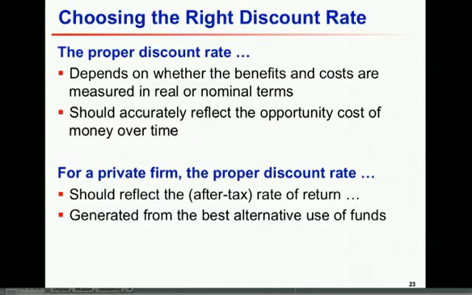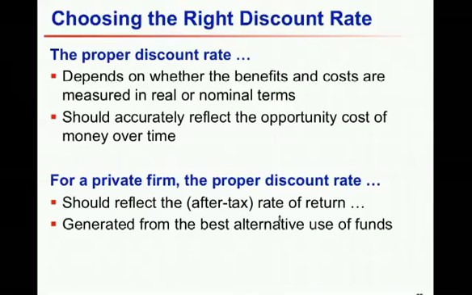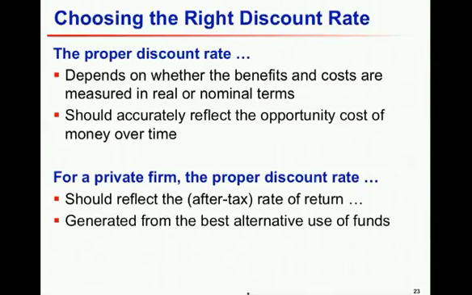Now, before we get to the government or the Army perspective or public projects, what does that mean for a private firm? Well, for a private firm, the proper discount rate generally reflects the after-tax rate of return, basically what they could get otherwise. The idea is, if we didn't spend the money on this project, we would spend it on another one. What's the rate of return? That's about figuring out the best alternative use of funds. What's the best alternative that business has? What else could that business do, and what would be the return from the alternative?